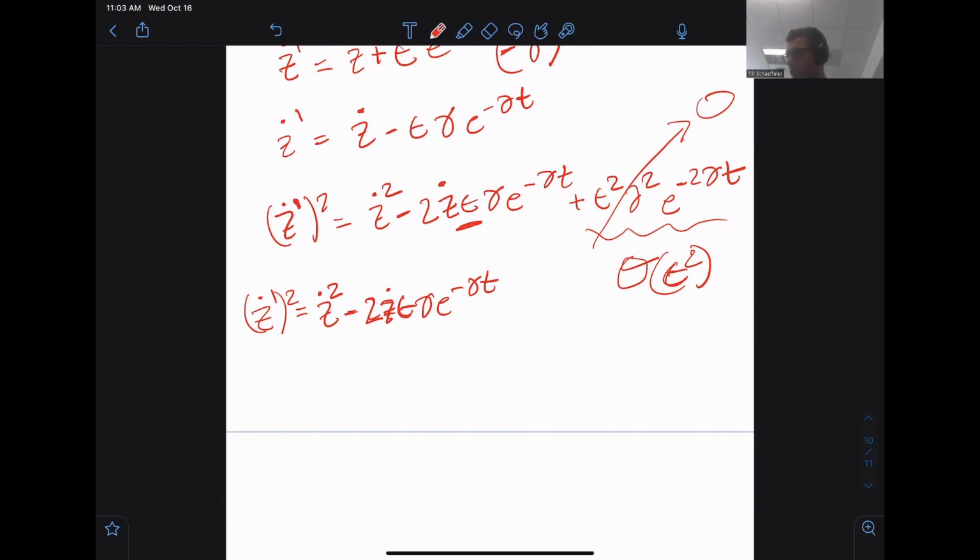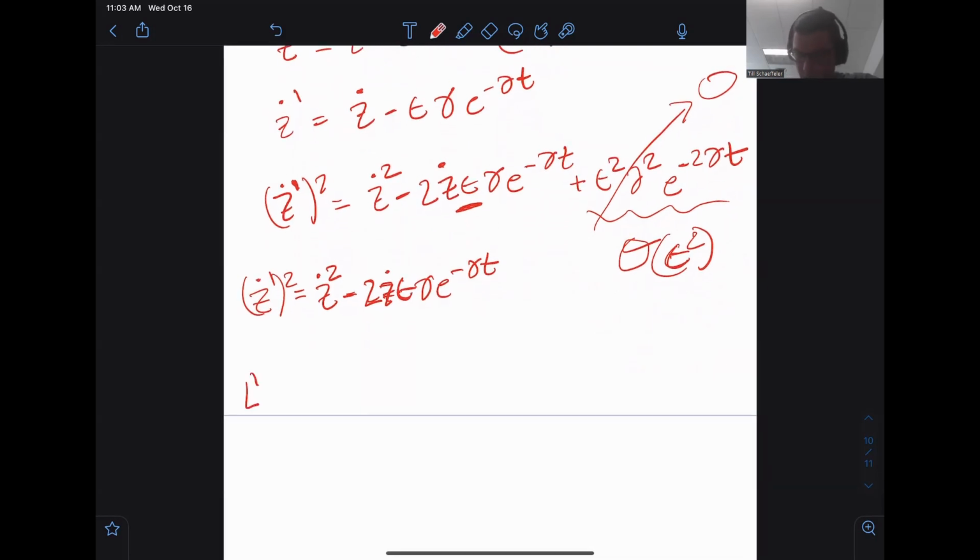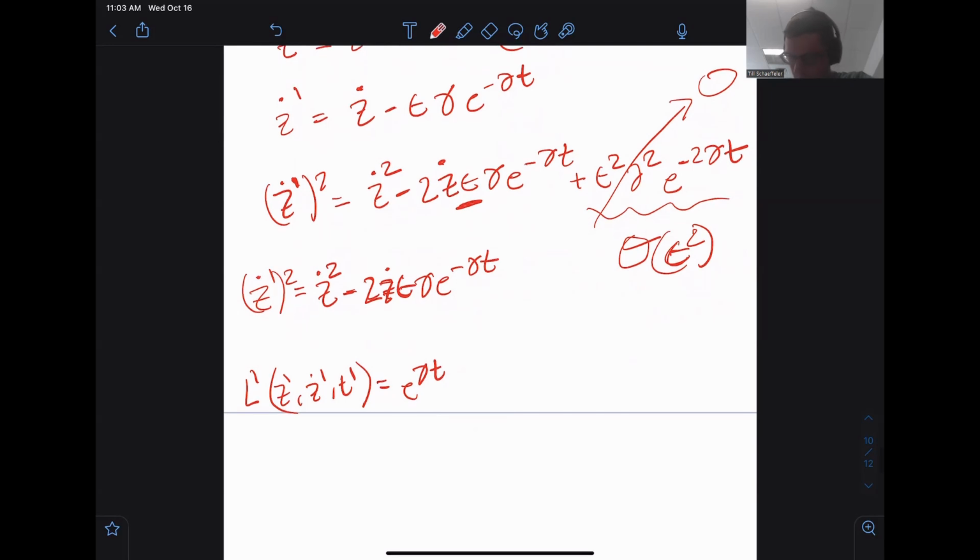And so with that, we can again write the prime Lagrangian is equal to, t is equal to t prime again, 1/2.